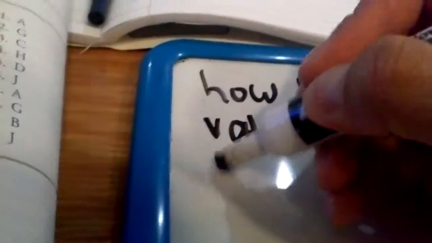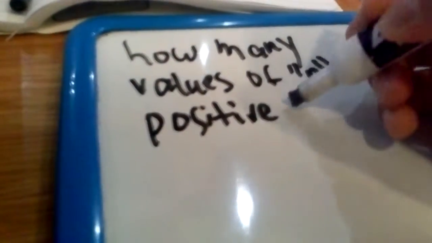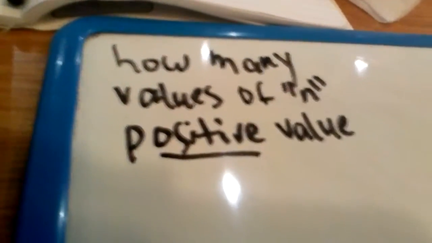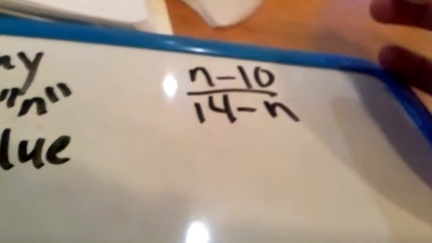And most importantly, well, not most importantly, but definitely up there, is that the value can't be any value. It has to be a positive value. Right? So what does the expression look like? The expression looks like this: n minus 10, and then beneath that, 14 minus n. Bam, right? Can you see that?